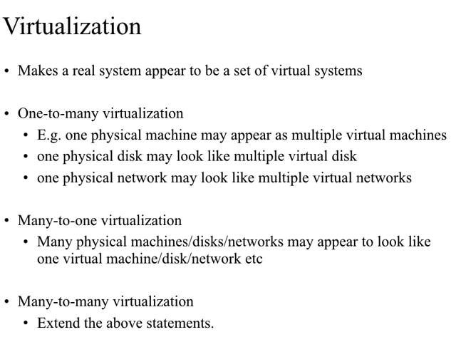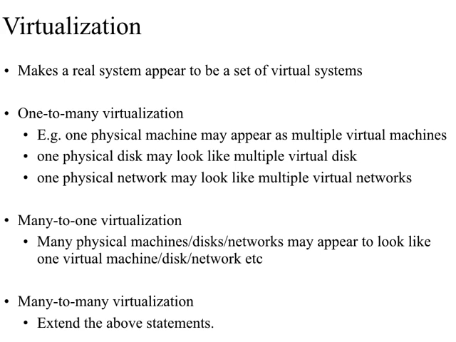There are various types of virtualization. One-to-many virtualization refers to the type of virtualization that I just described. You take one physical resource and make it appear as if there are multiple virtual resources. For example, one physical machine may look like multiple virtual machines. One physical disk may look like multiple virtual disks. Or you could take a physical network which is distributed in nature and make it appear like multiple virtual networks sharing the same physical infrastructure.